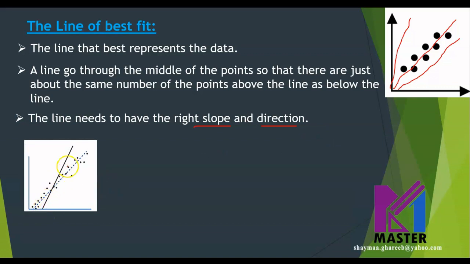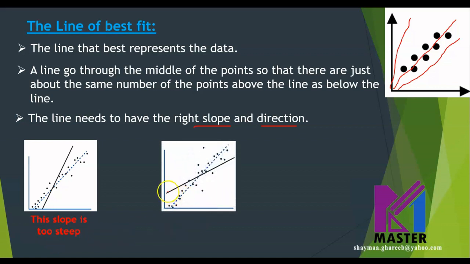Look at the black solid line here. Can this line be considered a good line of best fit? No. Why? Because this line is too steep for the direction of the points. It needs to be less steep. So when I describe the slope of this line, I say the slope is too steep.